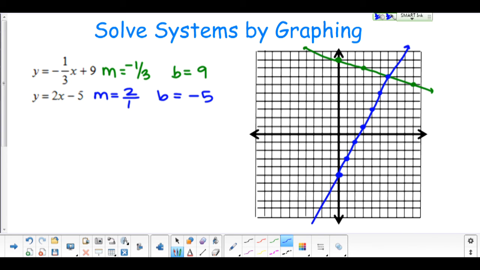Now that I have both lines on the same coordinate grid, their intersection point is going to be my solution. So here our two lines intersect at positive 6 and 7. So our coordinate point (6, 7) is going to be our solution.